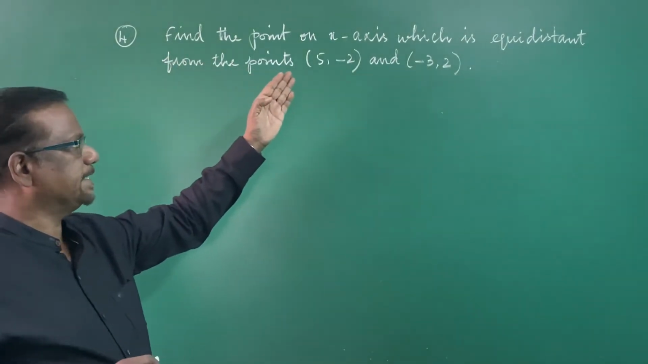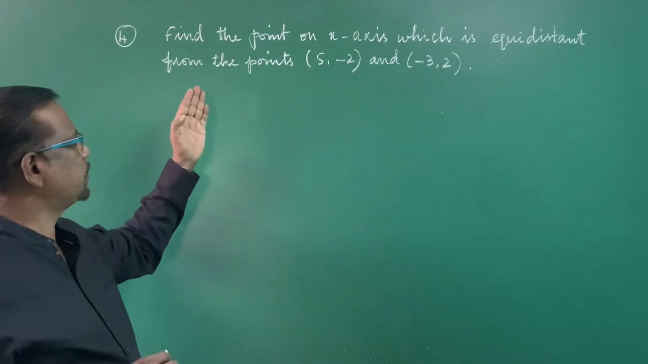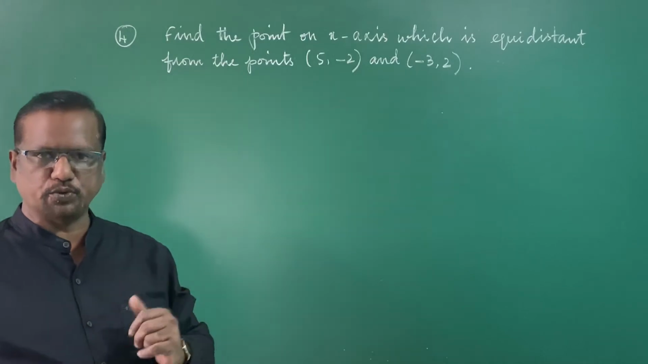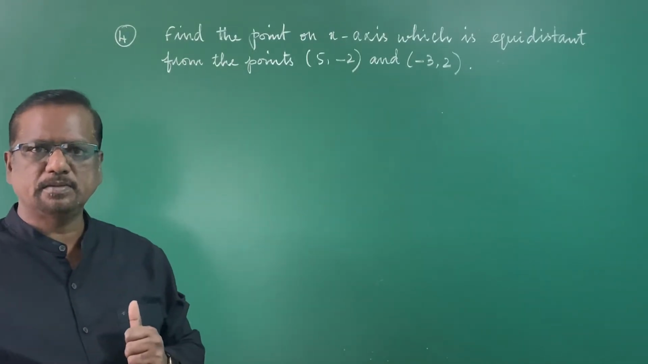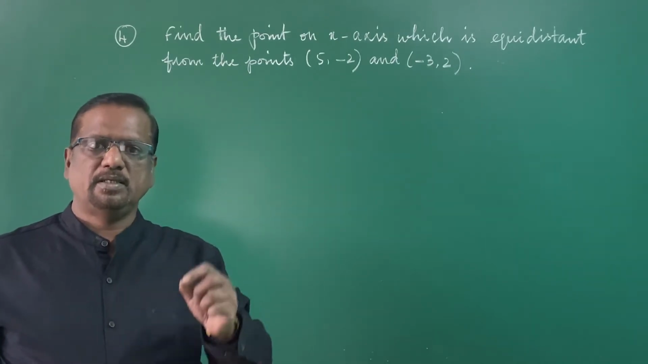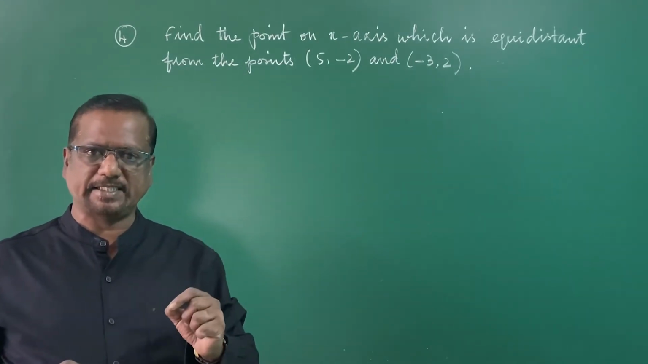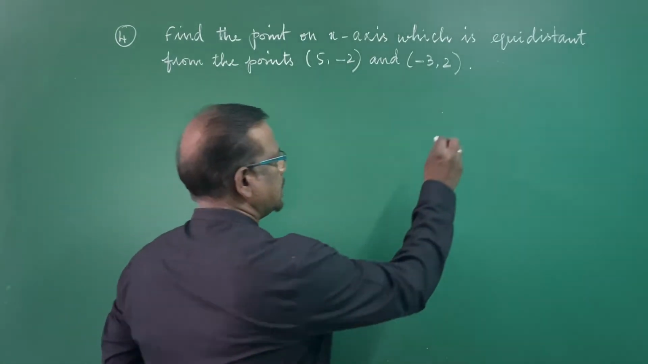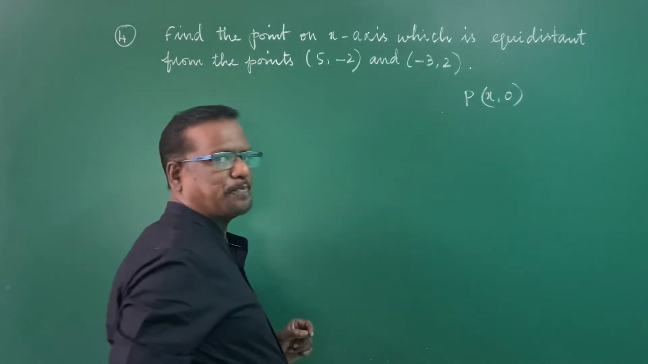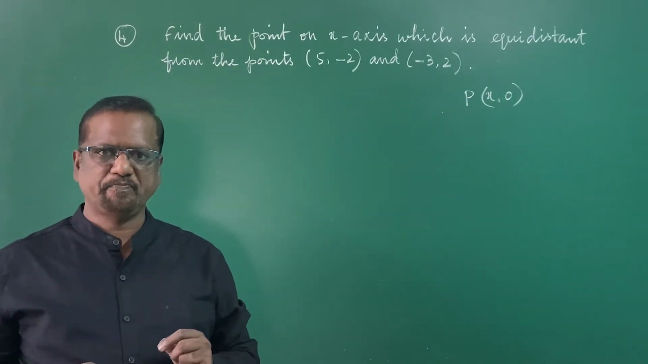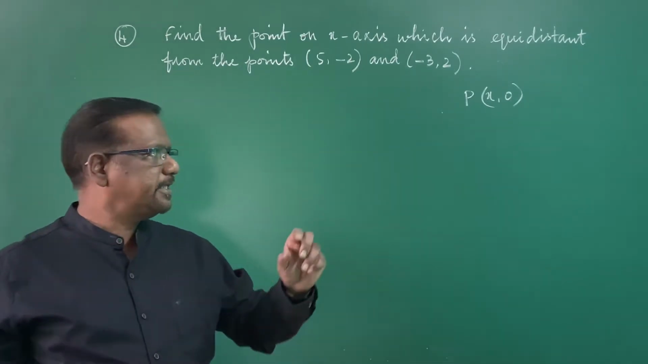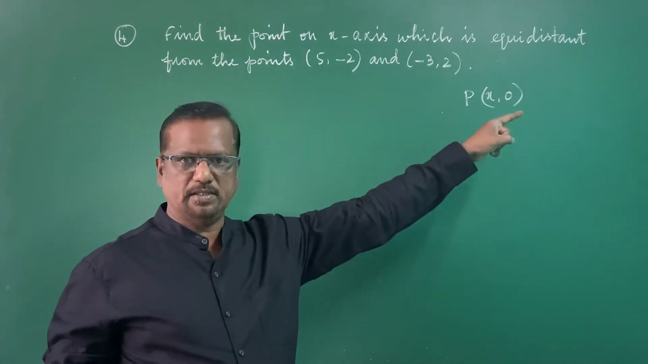Find the point on x-axis which is equidistant from the points 5, minus 2 and minus 3, 2. The 2 points have been given. A point on x-axis is the keyword which has been given. Any point on the x-axis is of the form (x, 0). So let us take this point as P. I repeat once again, any point on the x-axis is of the form (x, 0).